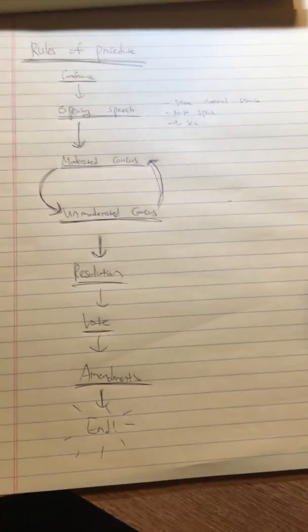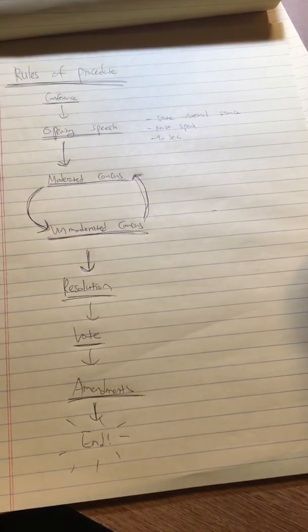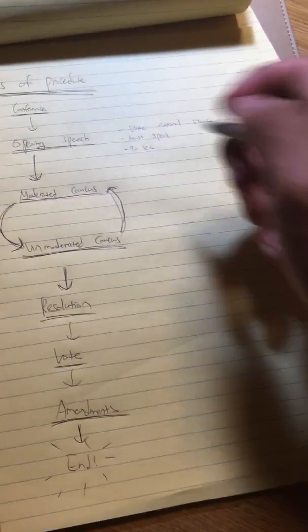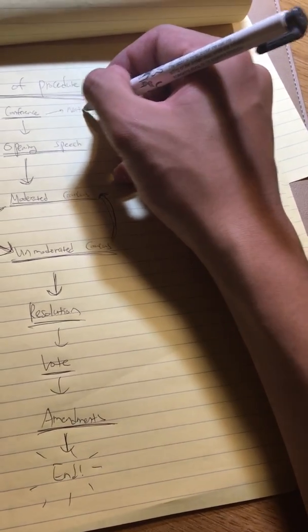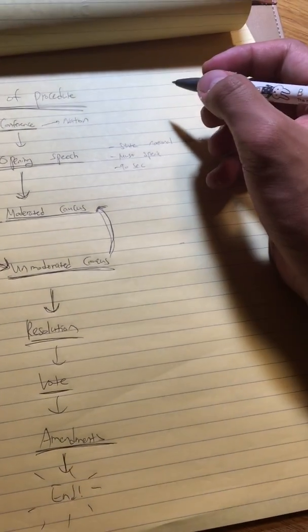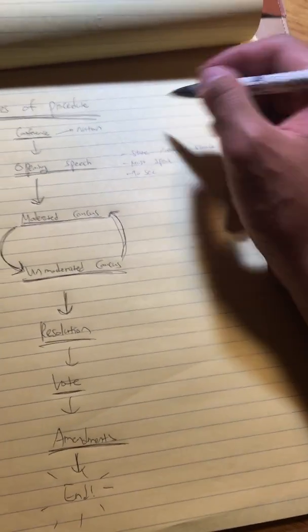So basically, this is the rules of procedure. It means how a MUN conference is going to be carried out. When you go to a conference, you're going to be designated a nation, and you're going to be given which country to represent. So you need to represent the country's national interests.